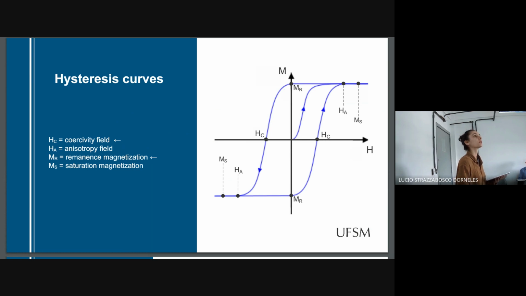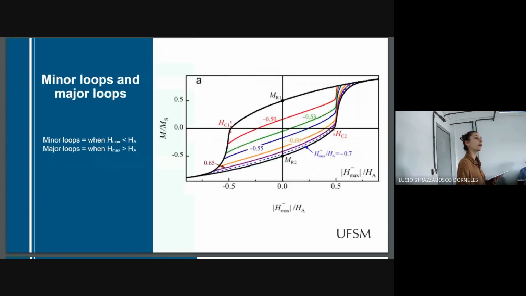Okay, so when we have a hysteresis loop, we can define them as minor loops or major loops. In this image, the major loop is the black one, the biggest one, the larger one. And the minor loops are all the others, the colored ones and the smaller ones.